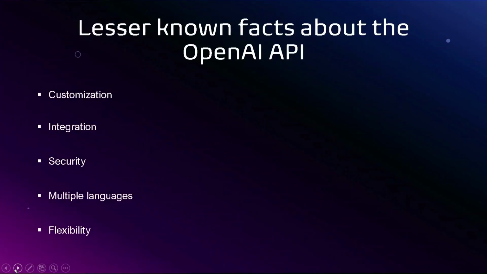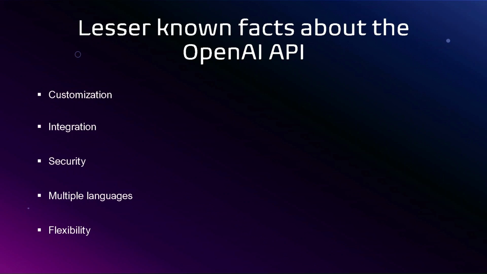Then comes the next one, that is lesser known facts about the OpenAI API. Some of the lesser known facts about this API: the first part is customization. The OpenAI API allows for customization of the language model to meet specific requirements. For example, the API can be fine-tuned to generate text in a particular style or with a specific tone. And the second one is integration.